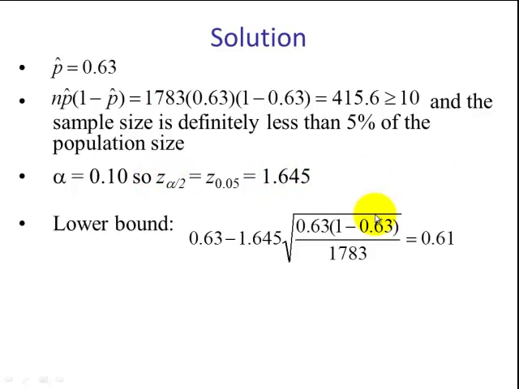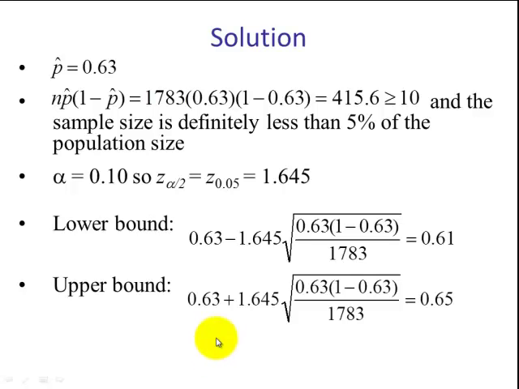The lower bound would be 0.63 minus 1.645 times the square root of 0.63 times 1 minus 0.63 divided by n, which is 1,783. Our lower bound is 0.61, rounded to 2 decimal places. Our upper bound would be p hat plus z alpha over 2 times the standard deviation of the sampling distribution, and rounded to 2 decimal places we get 0.65.